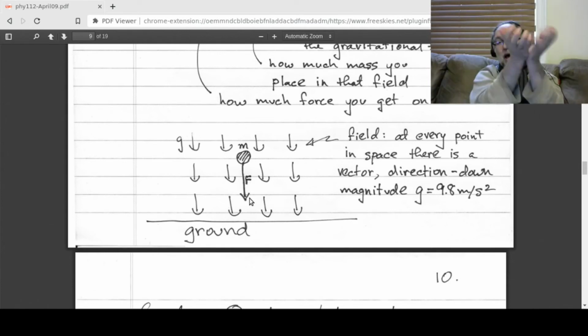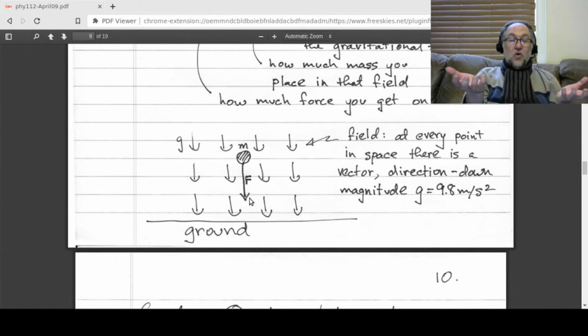It'd be really weird if there were a pocket of space which didn't have any gravitational field in it, because if you put a mass into that point, it would experience no gravitational force, because no gravitational field, no gravitational force. But at the surface of the Earth, at every single point, there is a vector g, it points down, and its magnitude is 9.8 meters per second squared. So you don't see the field, but if you put a mass M in there, that mass M experiences a force F due to that gravitational field. That's the gravity way of thinking about it.